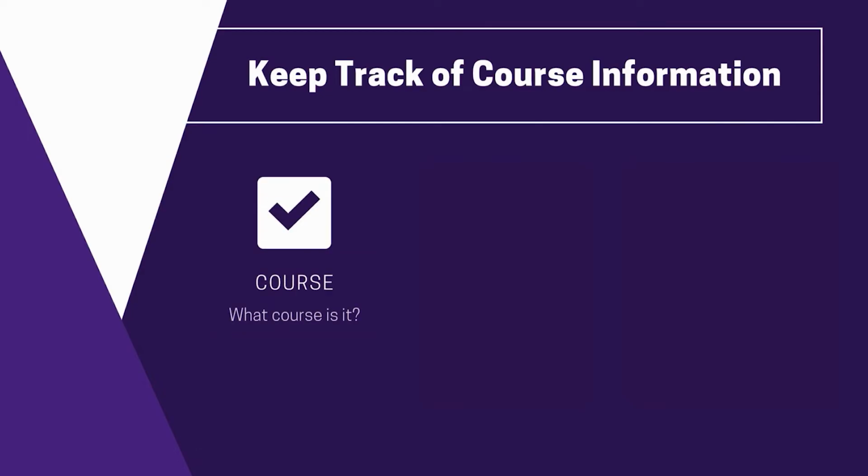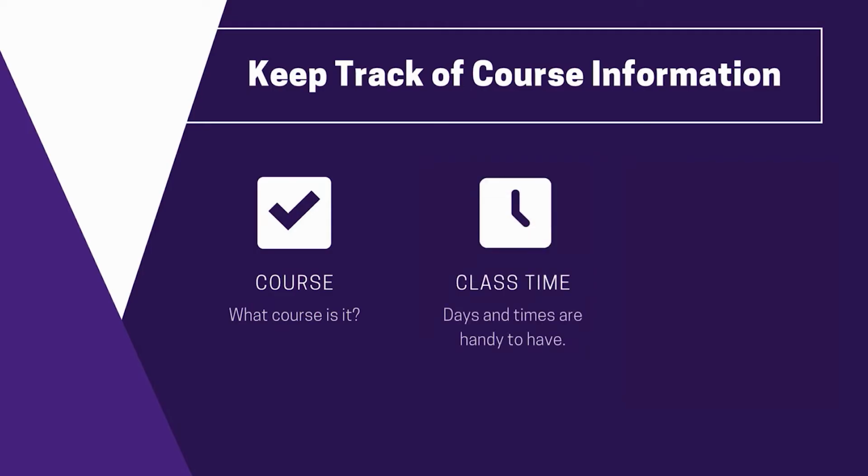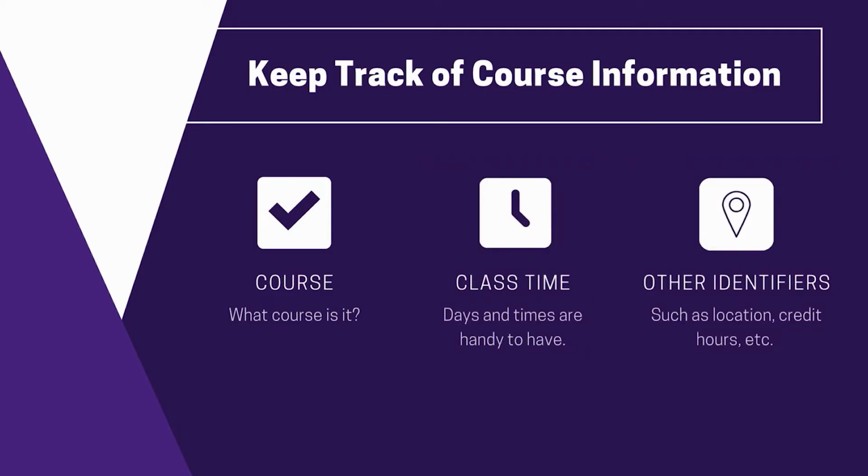It's recommended that you write down the course, class time, and other identifiers. Keeping track of the 5-digit class number will simplify the enrollment process. You can also use a schedule maker to help you keep track of course times and map out a balanced schedule. Check out the one in the description to start building your schedule.